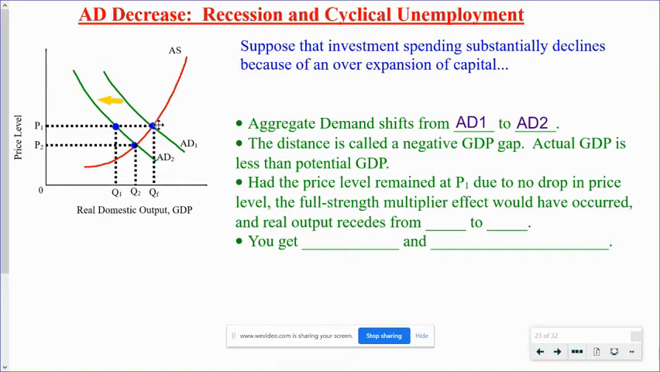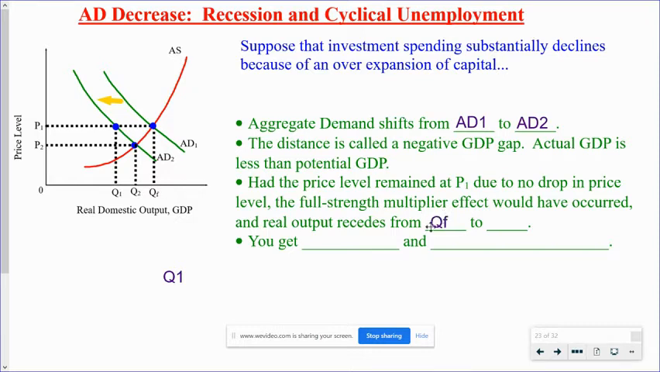If the price level had remained there, and there was no drop in the price level, then that would have been the full strength multiplier effect which would have occurred. And real output would have receded to Q sub 1, more so, ladies and gentlemen. So one more time, real output would have receded from Q sub F to Q sub 1. But it did not.